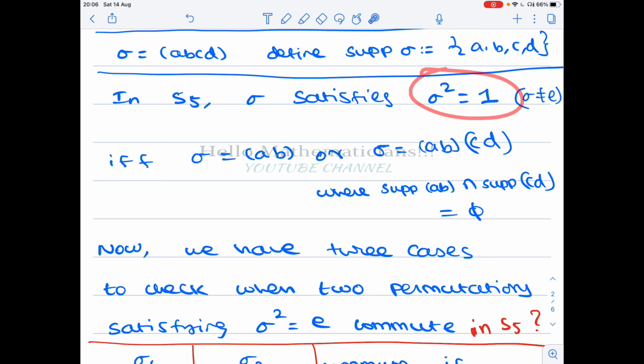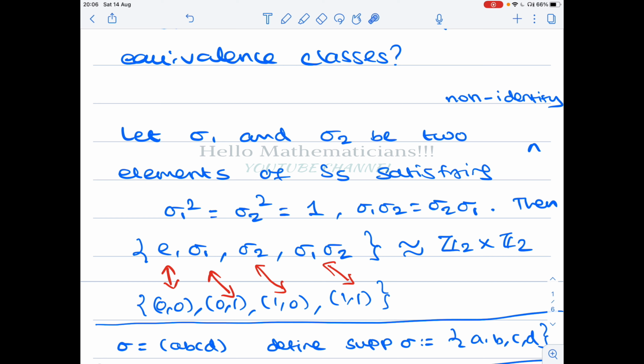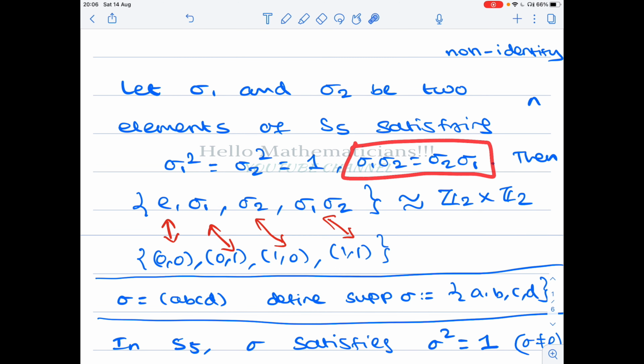Sigma squared equals 1 only when sigma is a 2-cycle or sigma is a product of two disjoint 2-cycles. Now we know when an element satisfies this condition: either it is a 2-cycle or a product of two disjoint 2-cycles. Now we want to understand, given two such elements, when they commute.